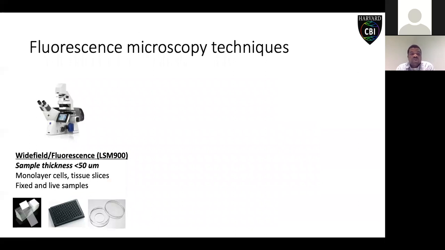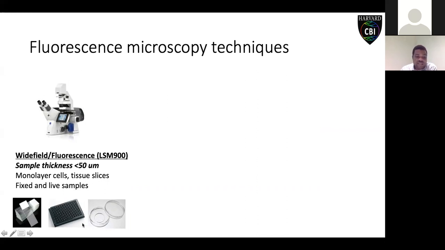So what are the microscopes that we have at HCBI, and how can we apply them? The first is the Widefield microscope. As I said earlier, you are going to capture everything, including the scattering light, in the epifluorescence mode. Usually, your sample thickness is less than 50 micron. It must be close to the coverslip, and the Widefield technique works better for monolayers of cells, tissues, and then fixed and live samples.